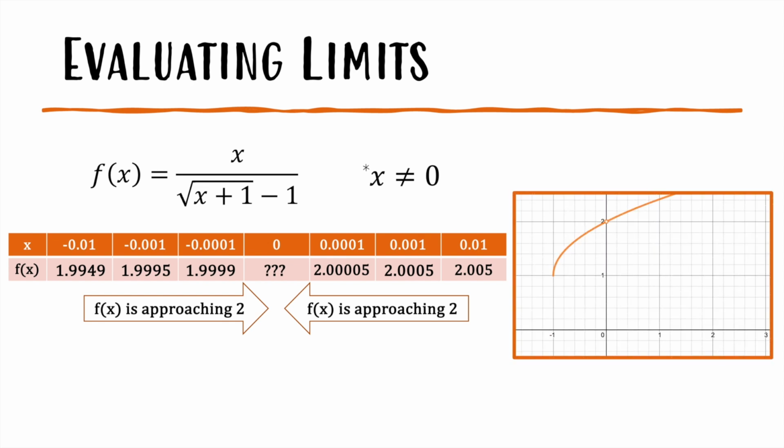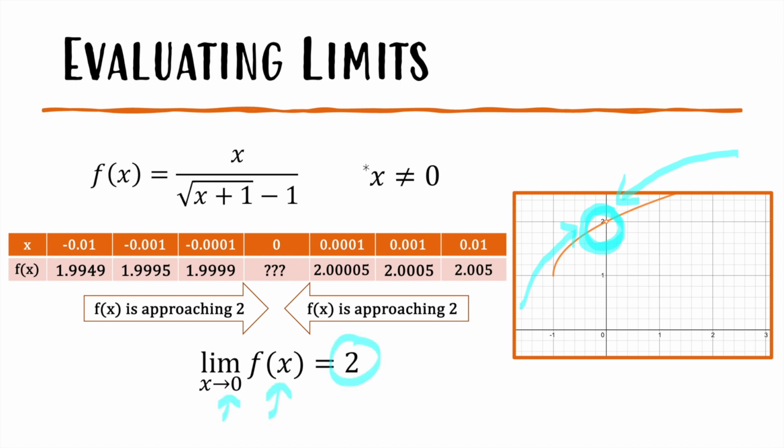So if you do graph it, look right here. As we approach the x value of 0 from the left, and as we approach the x value of 0 from the right, the graph is getting closer and closer to 2. So we'd say the limit as x approaches 0 of our function equals 2.